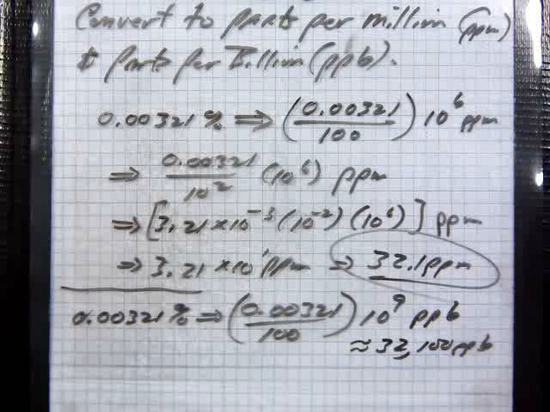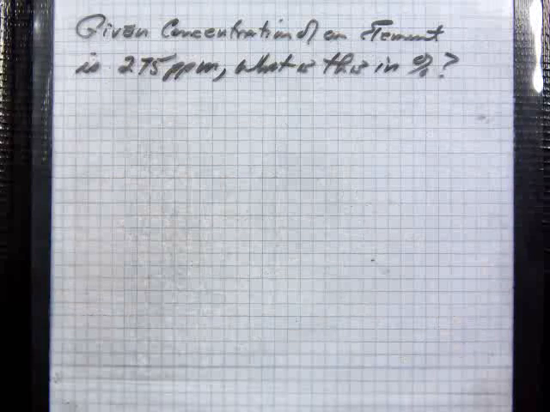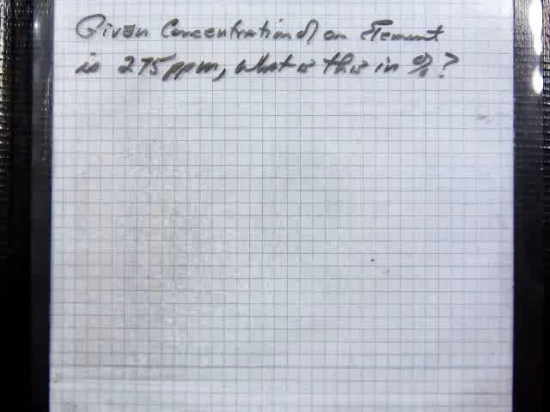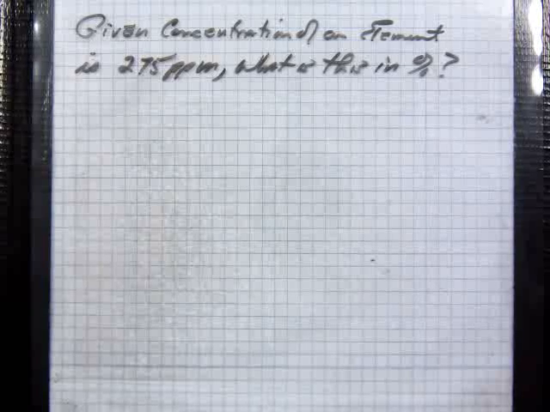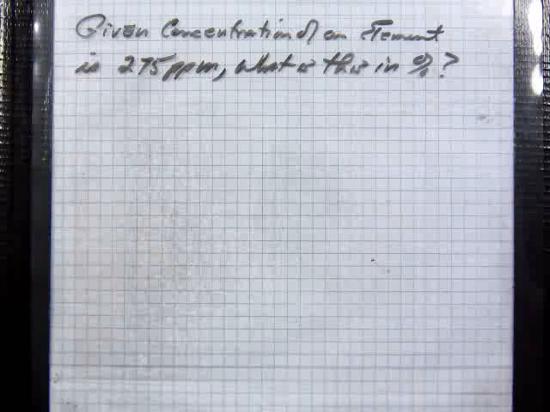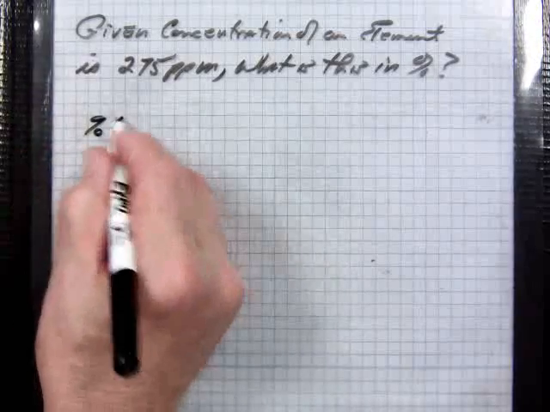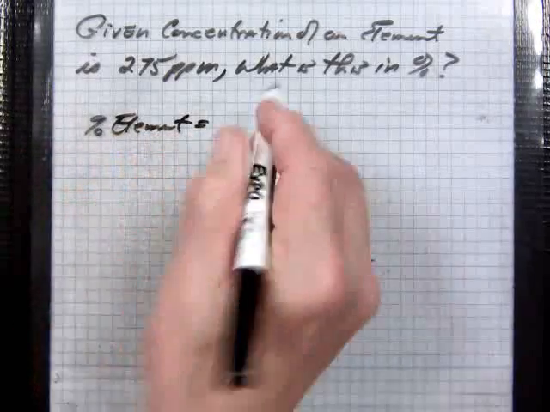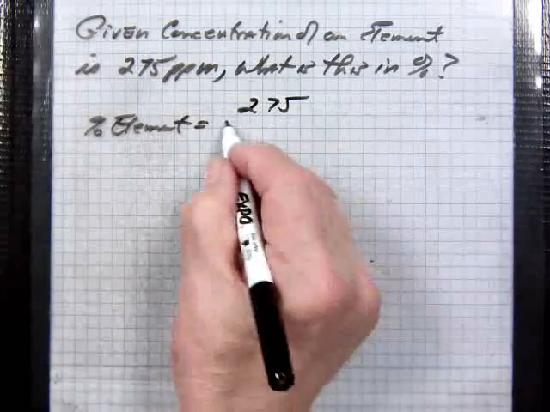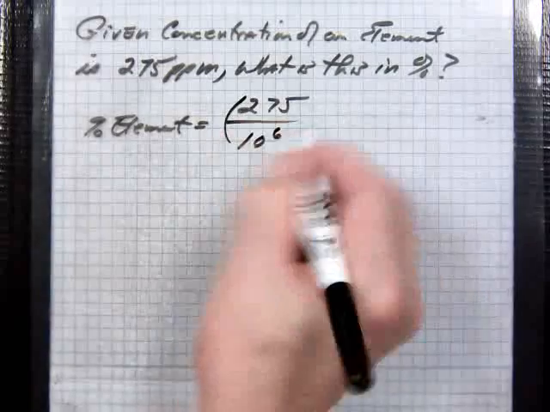Okay, so here's another issue. Given a concentration of an element, I just made up something, is 275 parts per million. What is this in percentage? Same idea. How do you interpret parts per million? It's parts over 10 to the 6, right? And if you go to percentage, we always multiply times what? 100. That's what you're saying. Okay, so percent element is equal to 275 whatevers over 10 to the 6. That's what that means.